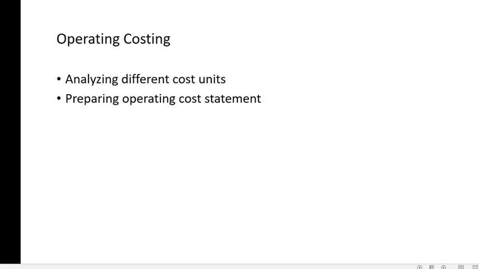In this session of operating costing, we will be analyzing the different cost units and we will be preparing a format of operating cost statement.